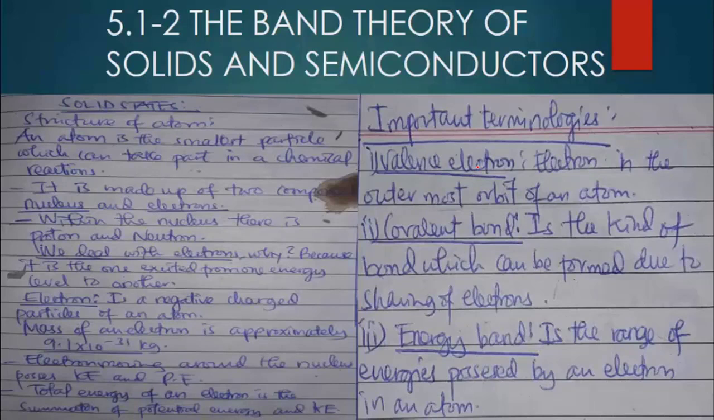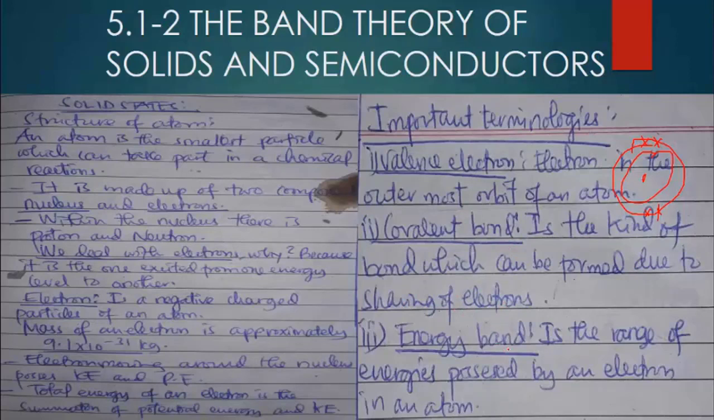We first have what we call valence electron. We know that the valence electron is the electron in the outermost orbit of an atom. That you have a nucleus, you have two shells. The atom, from our basic now knowledge of chemistry or level, because in advanced level we have different meanings. So the outermost electrons are what we call valence electrons. Covalent bond is the kind of bond which can be formed due to sharing of electrons.